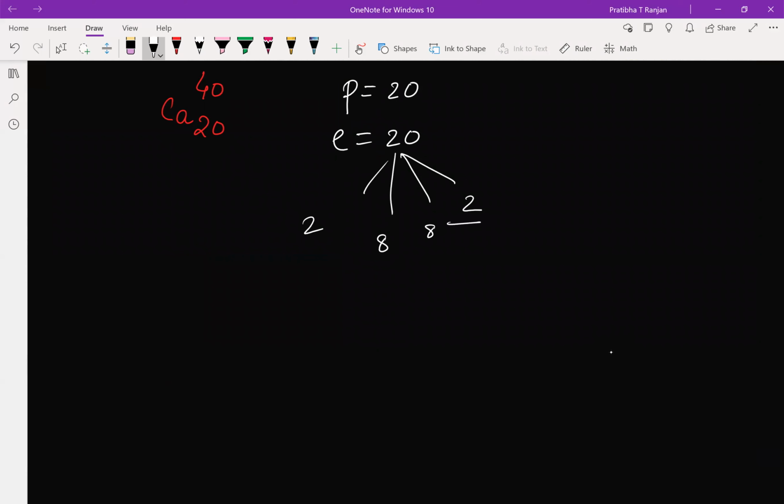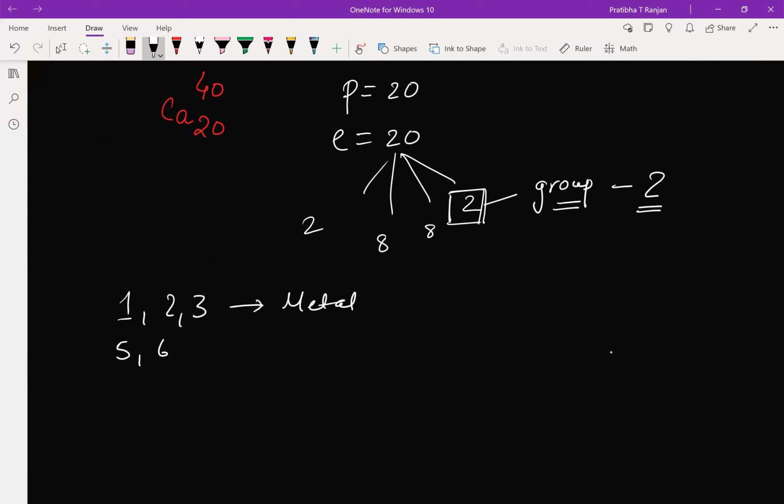So here, as we can see, the last orbit contains 2 electrons. This is very important. This is going to tell you everything about the element. The last orbit tells us about the group. Since it contains 2 electrons, it belongs to group 2. Groups 1, 2 and 3 are considered the metal group. Groups 5, 6 or 7, or you can say 15, 16, 17, are considered the non-metal group.